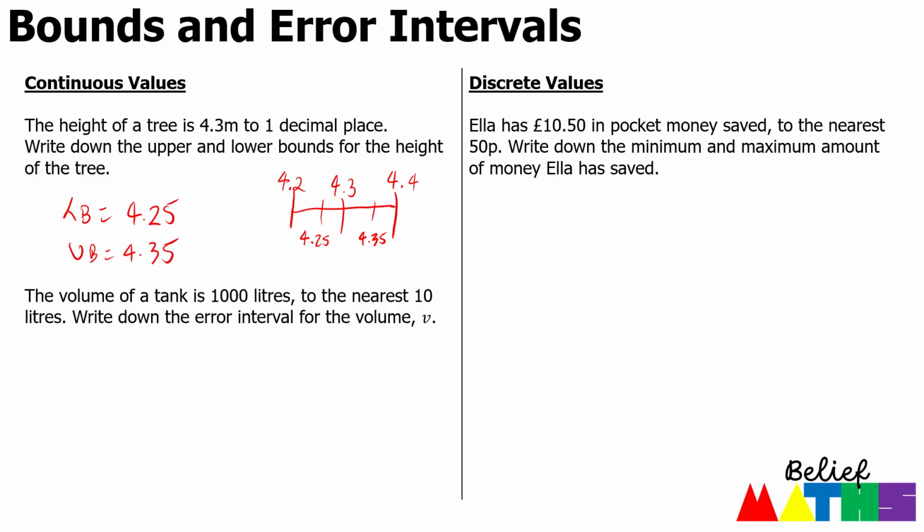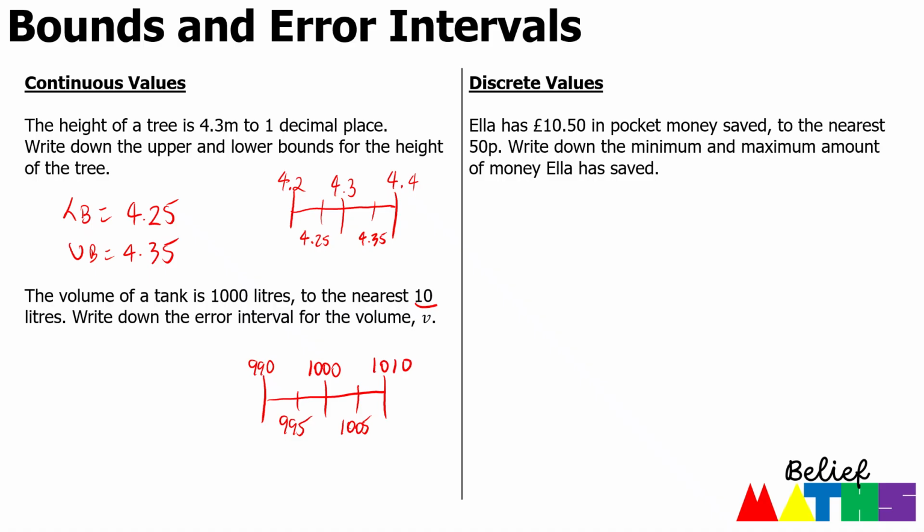In the same vein, the next question, we do our little number line. 1,000 goes in the middle. To the nearest 10 means we go 10 above, which is 1010, and 10 below, which is 990. And we want to find the midpoint of those, which in this case is 995 and 1005.